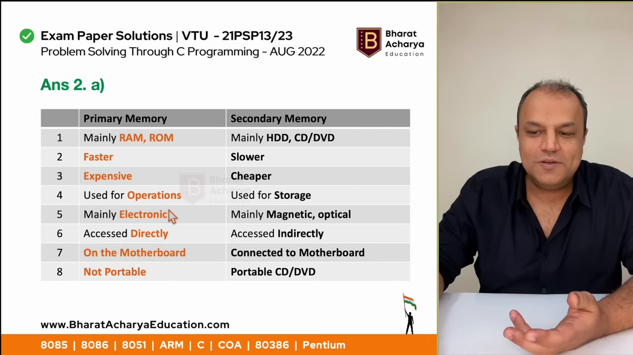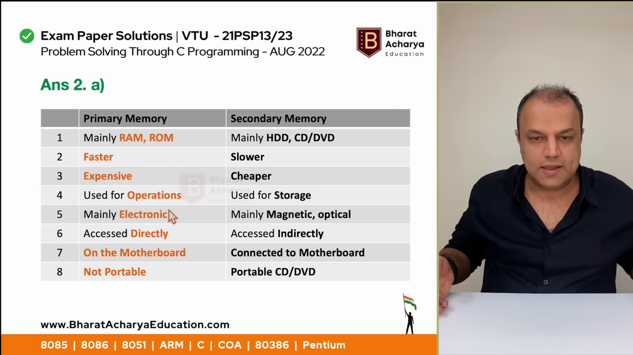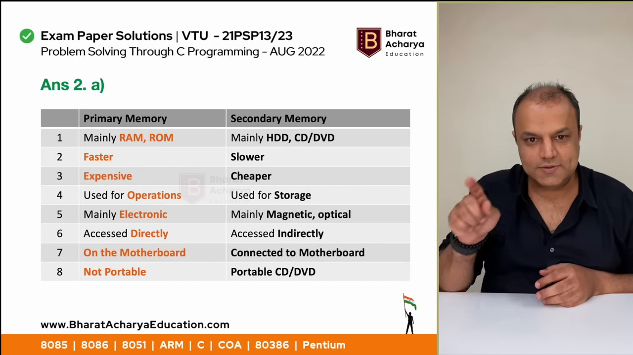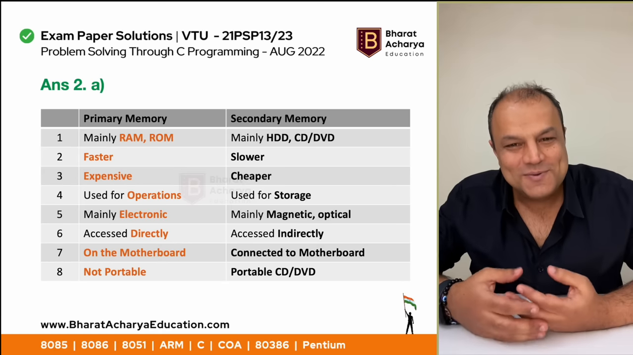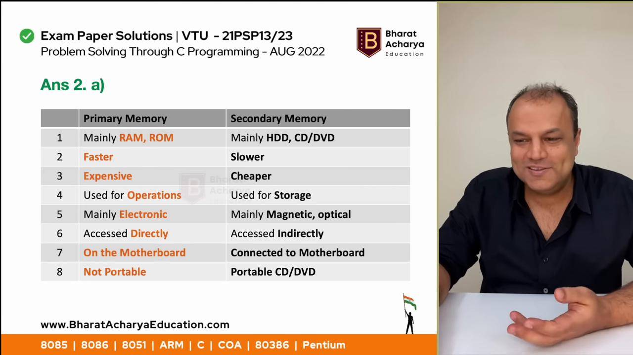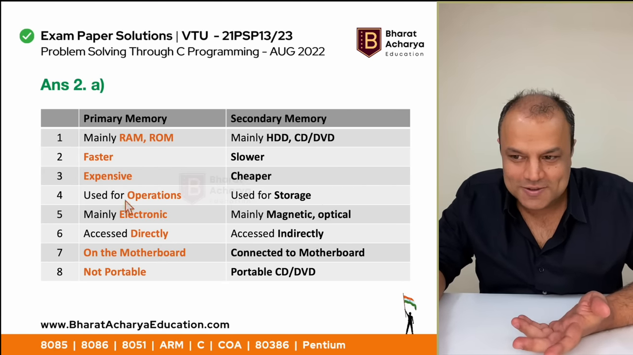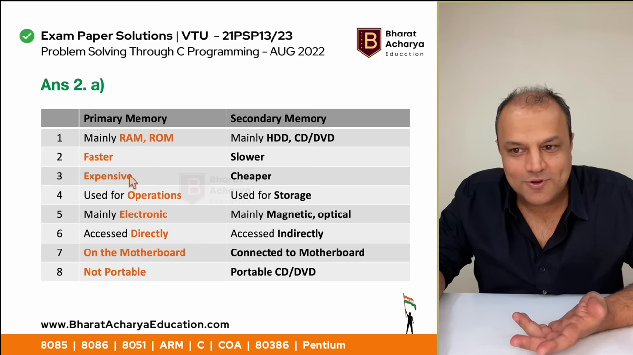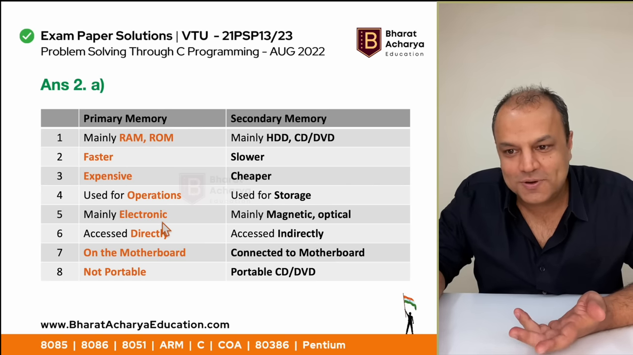Alright, I could have simply given this distinction, like everybody does. I don't want to do that. I wanted you to understand. Once you understood it, take a screenshot. You will understand all these points. It's RAM, ROM, this is faster, this is expensive, used for current operations.